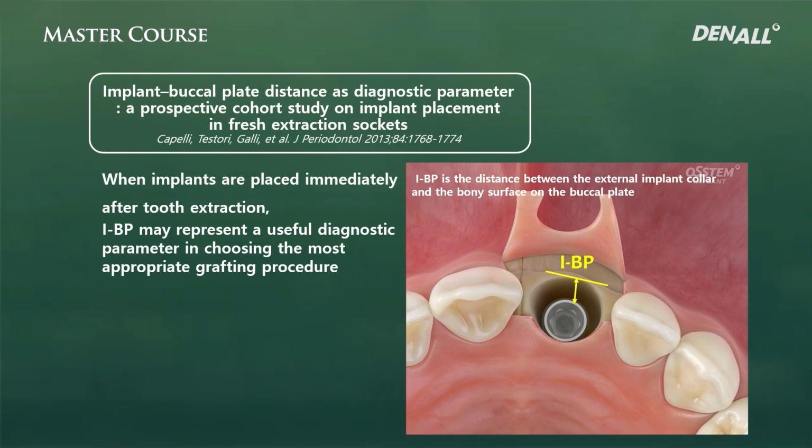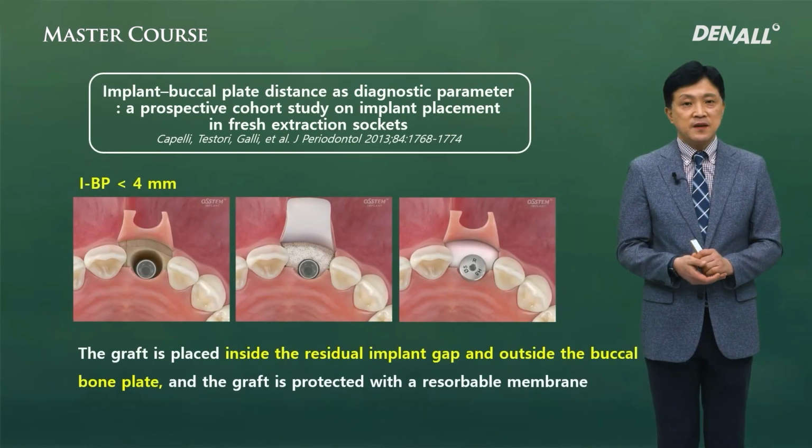According to the Capelli and Testori paper, which is cited a lot, they talk about the concept of IBP. IBP is the distance between the external implant collar and the bony surface of the buccal plate. That's called IBP. Depending on the distance, bone graft techniques can be different. That is the summary of the paper based on IBP.